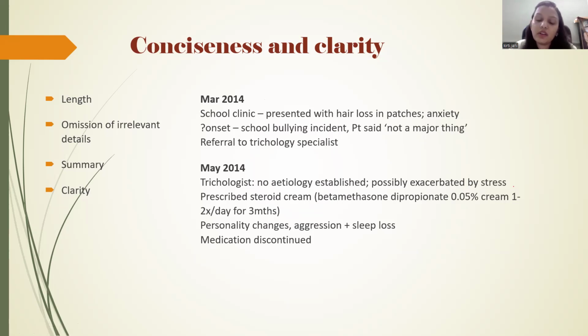Or he or she may get confused: whether the etiology has been established, whether it was found with the stress, whether it was after the school bullying incident. What happened exactly? So don't make your reader confused. Include what is important, and be concise. Make it short. So here you can see you can just finish this task in two statements.